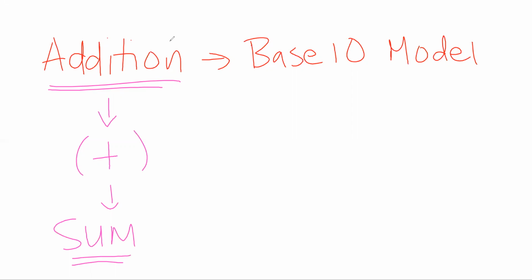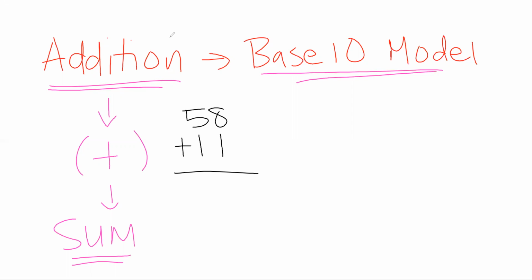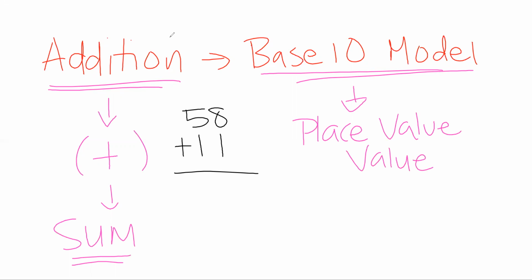I'll just do an example here, 58 plus 11. So we're going to take these two multi-digit numbers and put them together, but we're going to do that using base 10. Let's think about what it means to be base 10. Remember, that's the idea of place value and value of numbers, and how we model them.